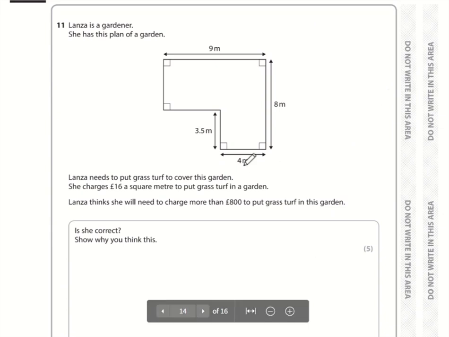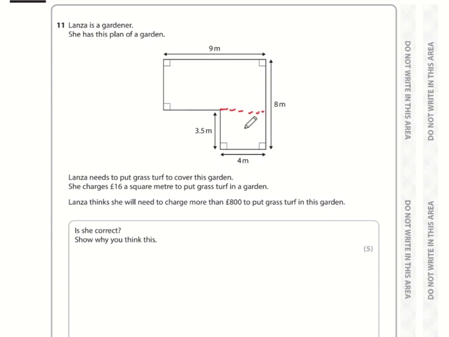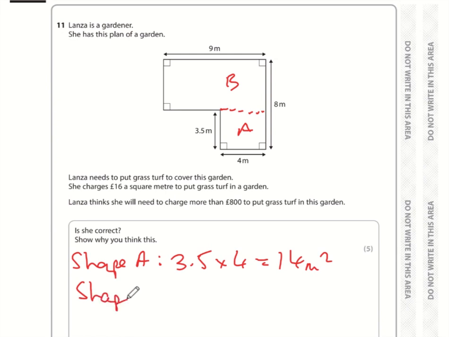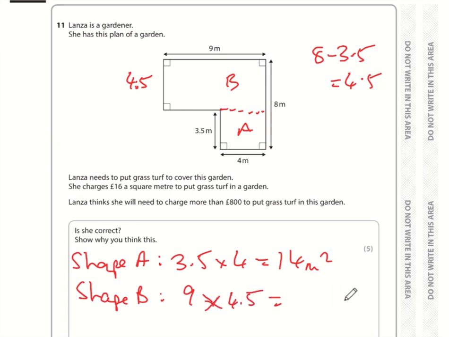Okay, so for this question, what we need to do is work out the area. Now I'm going to turn this into, let's call this shape A and shape B. So shape A, the area is 3.5 multiplied by 4, which is 14 square meters. For shape B, it's 9 multiplied by, not by 8, but 8 minus 3.5. And 8 take away 3.5 is 4.5. So this is 4.5. 4.5 plus 3.5 gives me the 8. So 9 multiplied by 4.5, and 4.5 times 9 is 40.5 square meters.